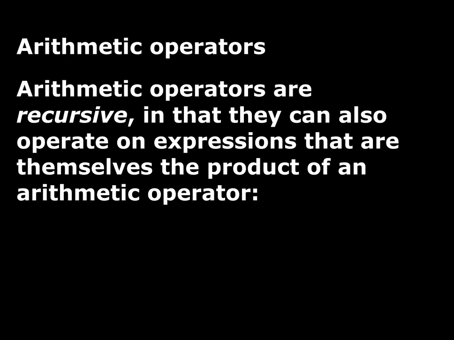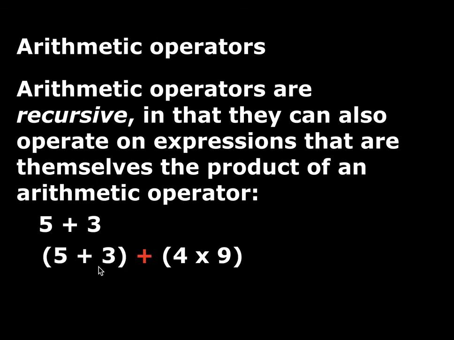But the arithmetic operators are recursive, meaning that not only are they not limited to putting together atomic elements into a bigger compound element, they can also operate on things that are already compound to make an even bigger compound statement. So for example, I can go 5 plus 3, addition operator, operating on two things that are themselves atomic. But then this thing that was produced by the addition operator can now be input to the addition operator again. And I can have 5 plus 3 plus 4 times 9.